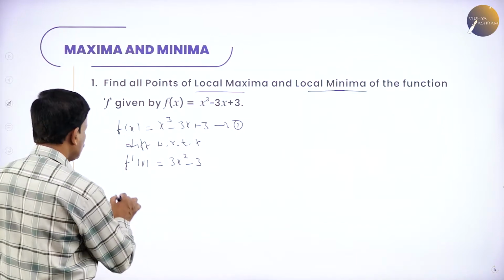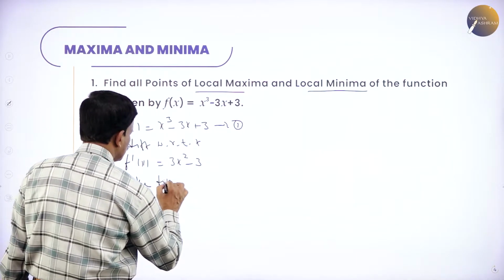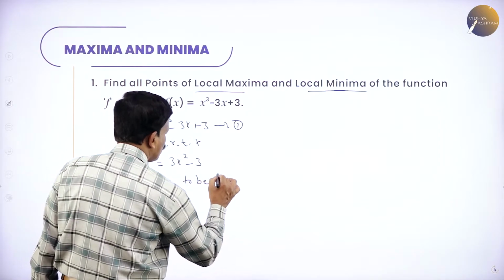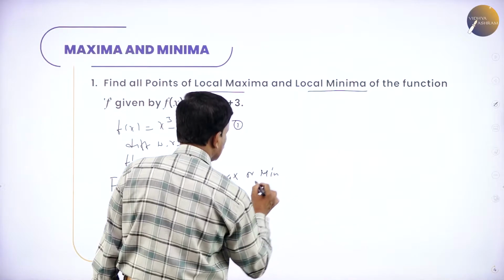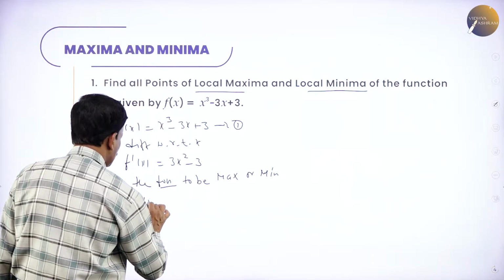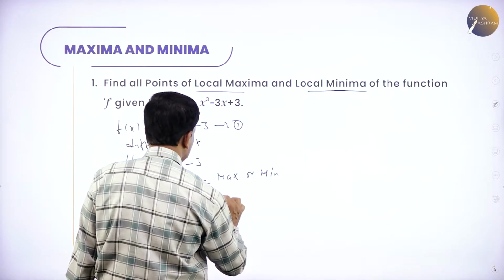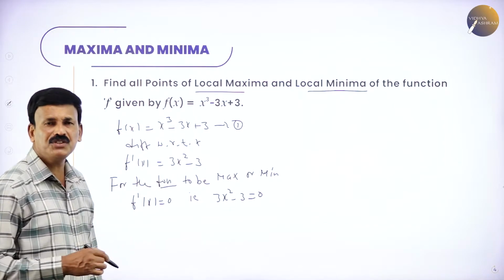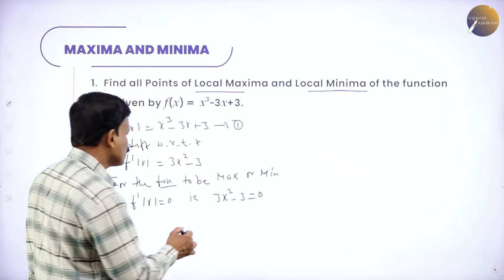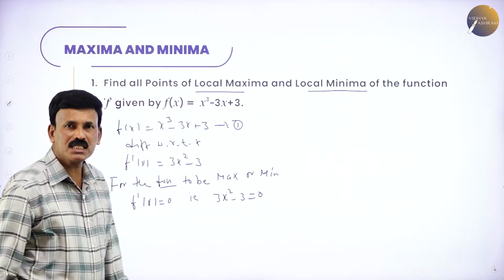Now, for the function to be maximum or minimum, f'(x) = 0. That is, 3x^2 - 3 = 0. Now, just solve this and get the critical points. So, f'(x) = 0 since 3x^2 - 3 = 0.